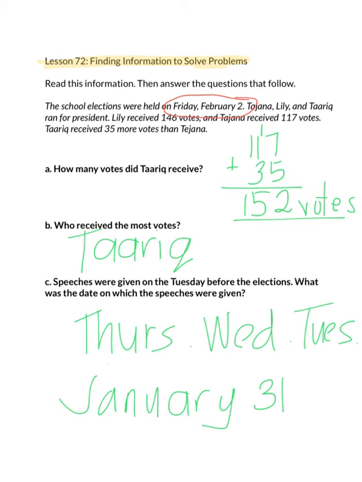So, Thursday, February 1st, would have been 1 day prior to the election. Wednesday, January 31st, would have been 2 days prior to that election. Tuesday, January 30th, would have been the day of the speeches.